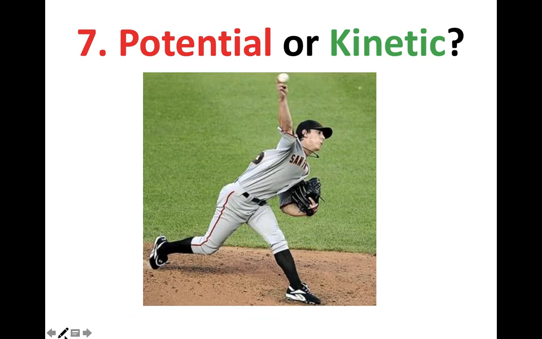A baseball being thrown, it has both kinetic and potential because it has some height above the ground. It's going to fall towards the ground, so it has some height above the ground, so it has potential, and it's also moving forward because the person's moving it and throwing it, so it has both kinetic and potential.